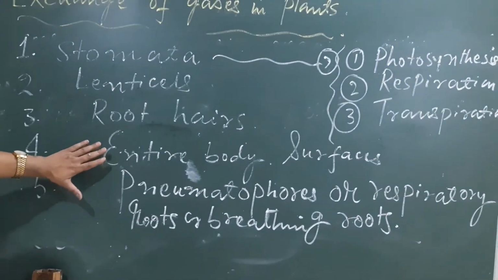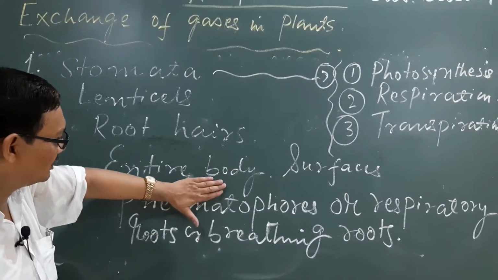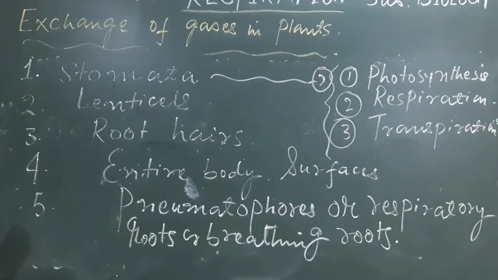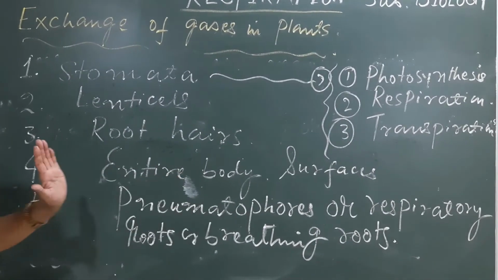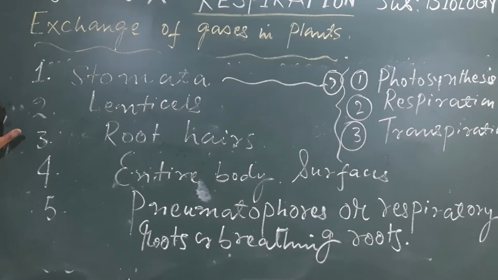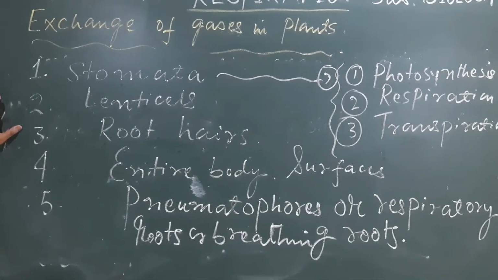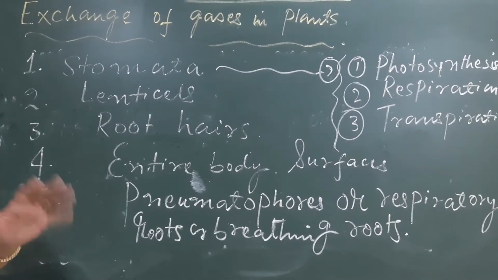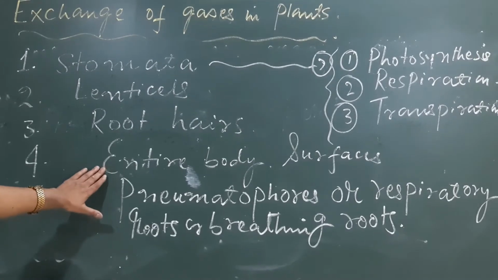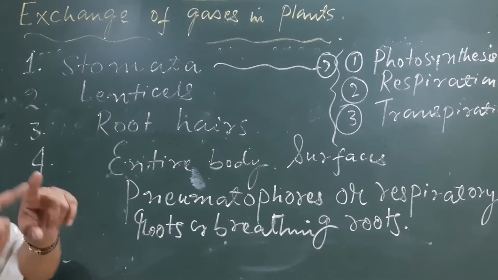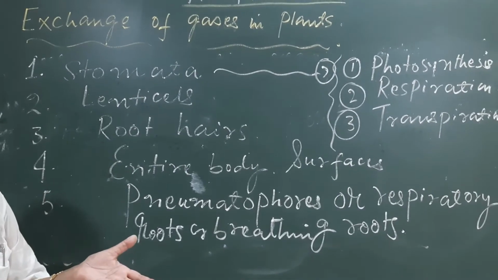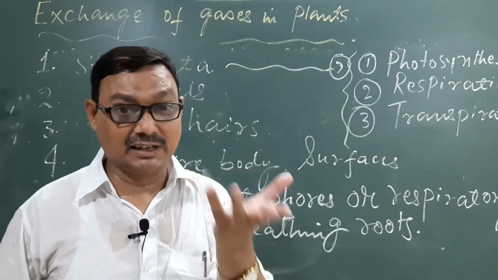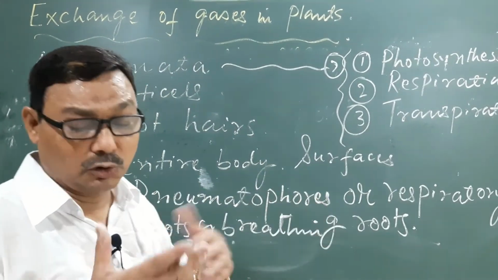And the fourth part which is related with the exchange of gases is the entire body surface. This is just like when you study the exchange of gases in a unicellular animal like the amoeba. What is your observation? You will see in the case of the amoeba that there is no specific organ, because the amoeba is made up of only a single cell, there is no development of tissue, there is no question at all.